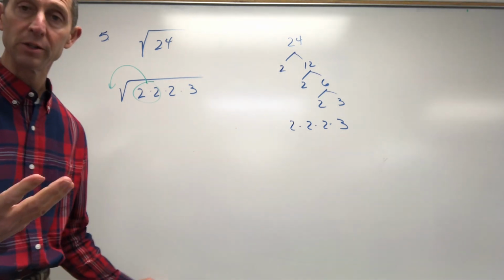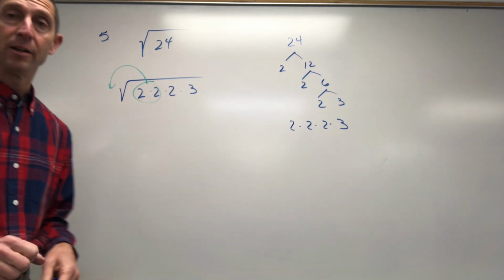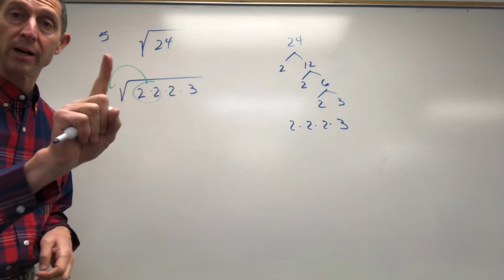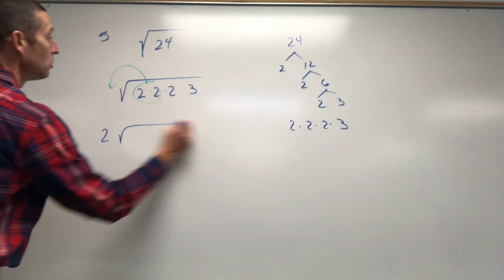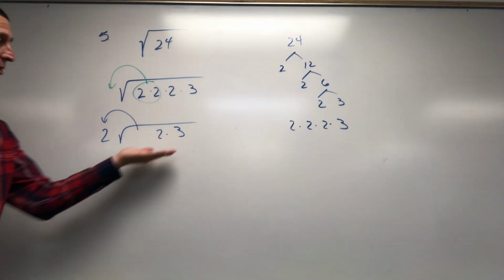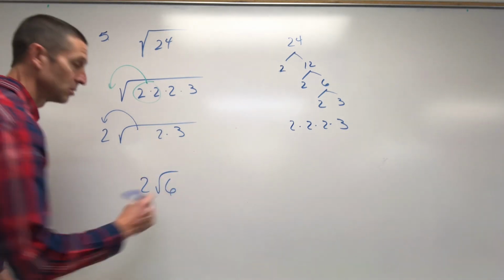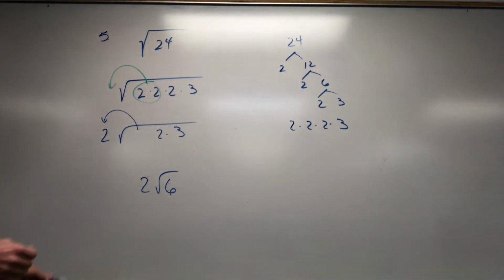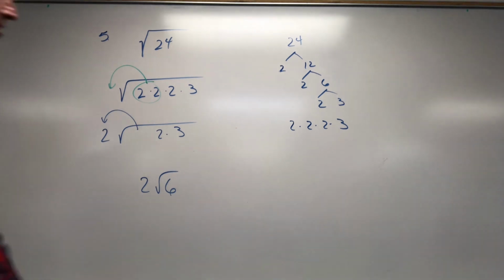Now here's the rule that's a little hard to remember, but 2 on the inside, once you get it out of there, you only write it once on the outside. So this becomes 2 on the outside. Looks kind of like that. And then you got to clean up the inside, this 2 times 3, make that a 6. 2 square root of 6. So we do this a lot starting today.